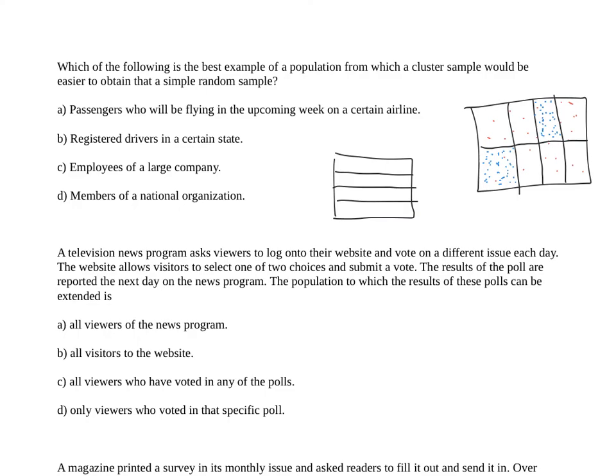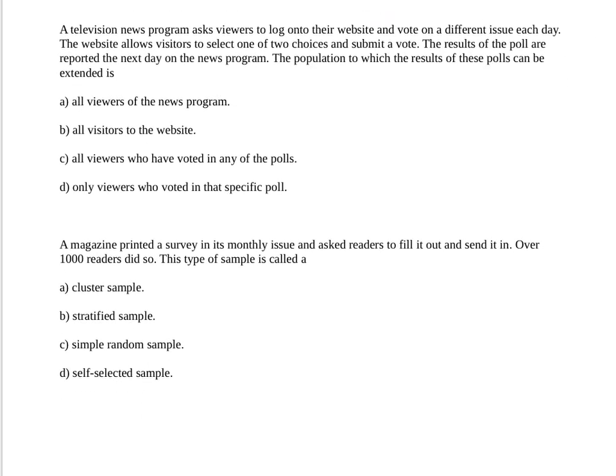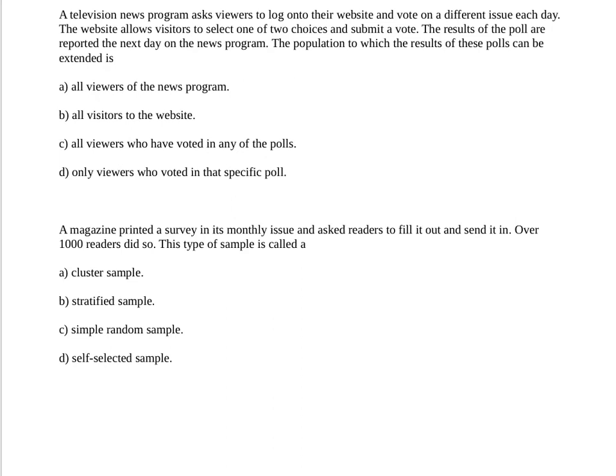Moving on. A television news program asks viewers to log onto their website and vote on a different issue each day. The website allows visitors to select one of two choices and submit a vote. The results of the poll are reported the next day on the news program. The population to which the results of these polls can be extended is... Right. Now we have four options. All viewers of the news program, all visitors to the website, all viewers who have voted in any of the polls, or only viewers who voted in that specific poll.